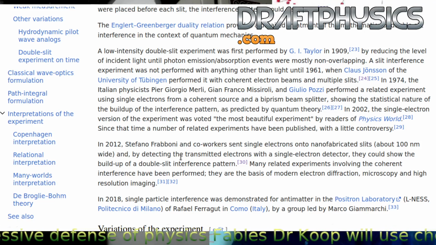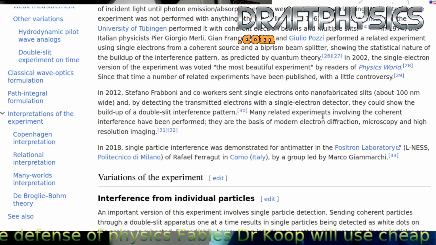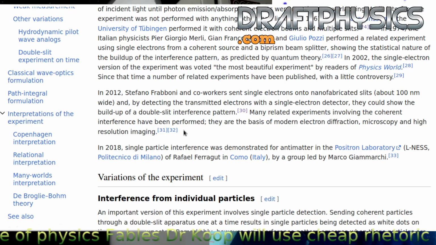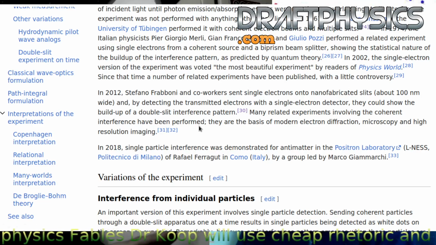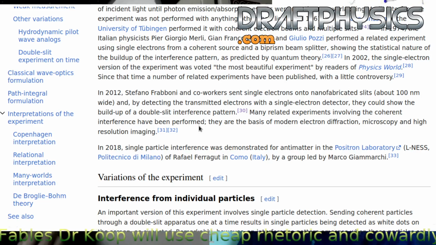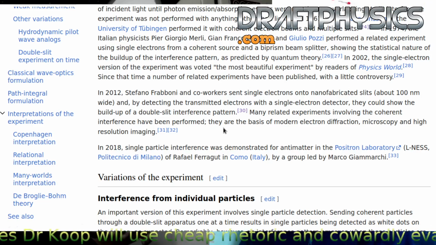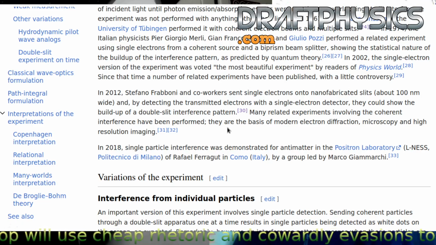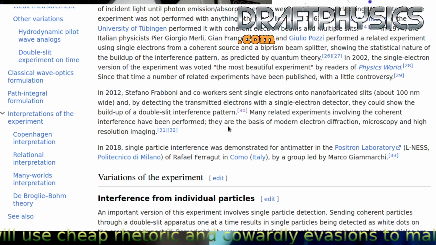Okay, so just bullshit. So we did this fabricated thing. Many related experiments involving the coherent interference have been performed. So this has nothing to do with interference. None of these objects actually bang into each other. There is no evidence that anything ever interferes. All you're doing is changing phase in a lot of cases. And in some cases, you're just bending things.